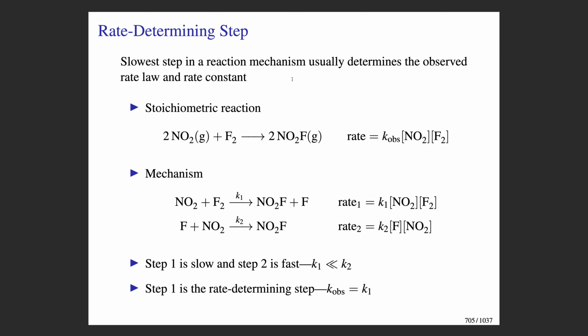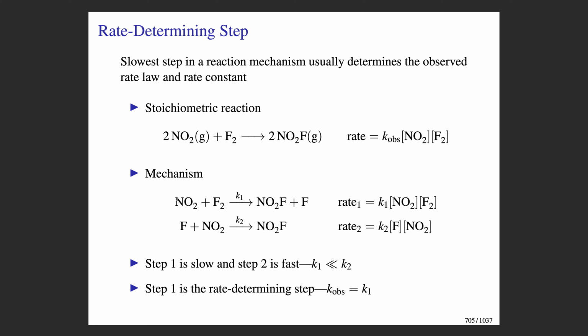One of the important rules when thinking about how to derive the observed rate law from the mechanism of a reaction is the idea of a rate determining step, which means that the slowest step generally in a reaction mechanism is usually the one that determines the observed rate law and the observed rate constant. So, for example, in this reaction here, this is a stoichiometric reaction involving the reaction of NO2 and fluorine. This is the observed rate law, first order in each species. The mechanism is given here.